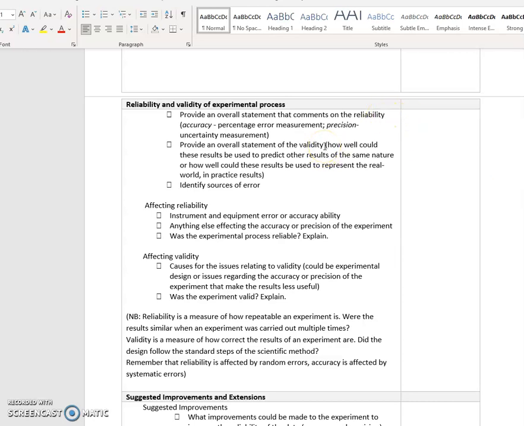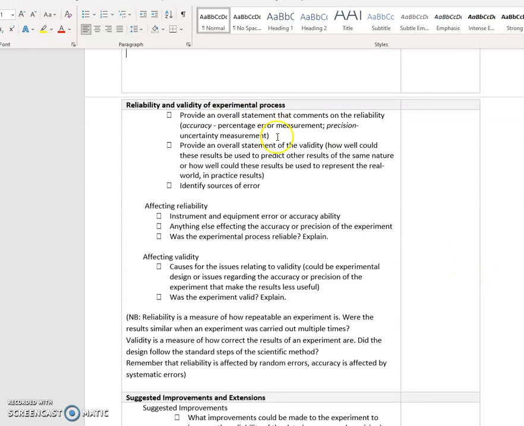So like the aforementioned uncertainties above show that the experimental process lacked reliability. This is supported by the table XYZ, whatever you used. So something along those lines. Provide that final overall statement of what was gathered in the previous section up here. Okay.